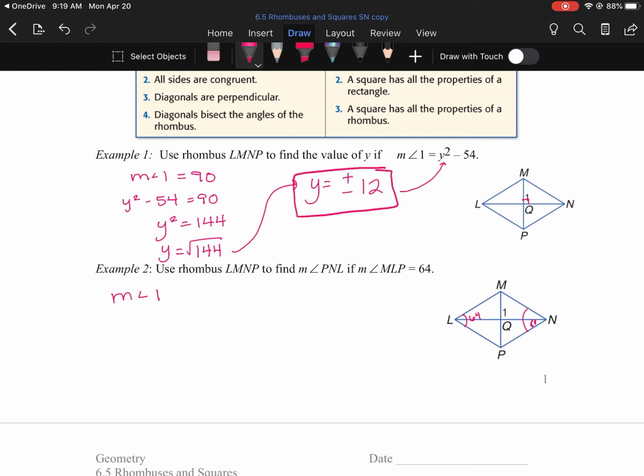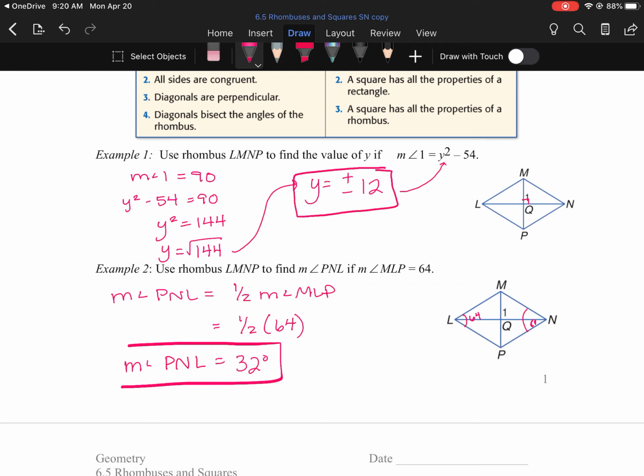So we know that the measure of angle PNL is half the measure of angle MLP. So the measure of angle MLP is 64. So half of 64 is 32 degrees. So the measure of angle PNL is 32 degrees. Not too bad. All right, so you have 2 your turns to do. So pause the video, take a moment, try those 2 problems.